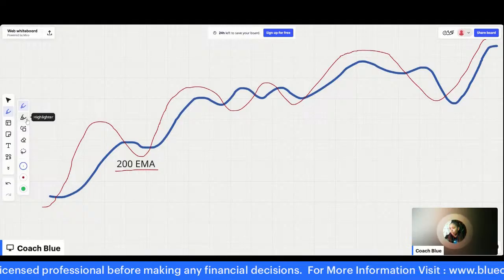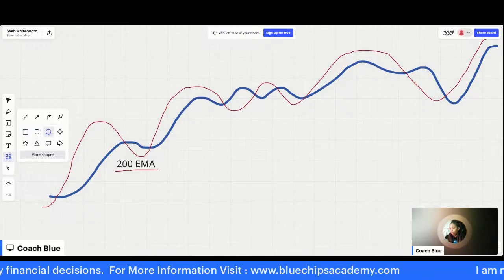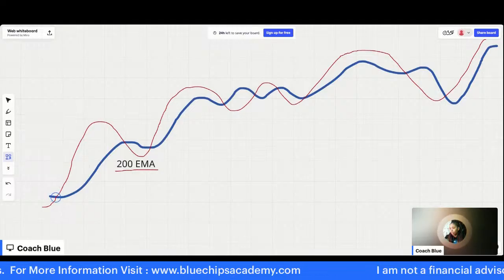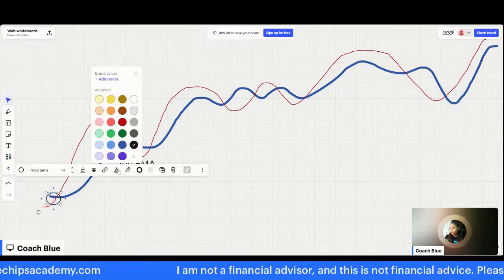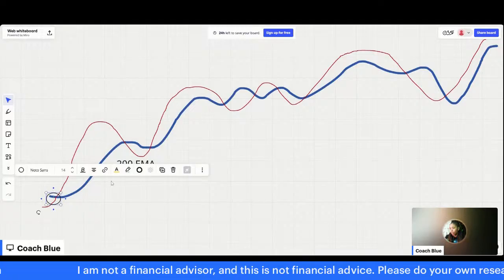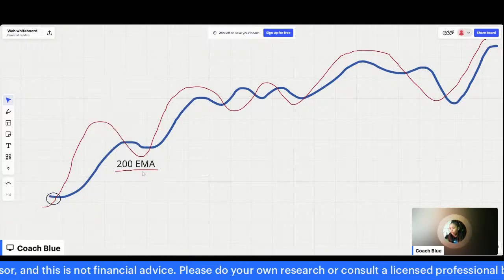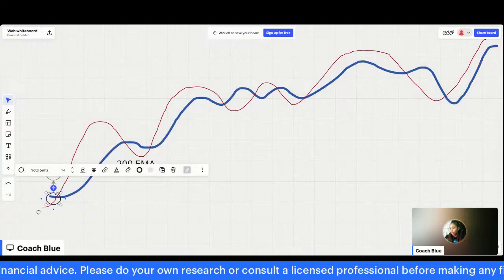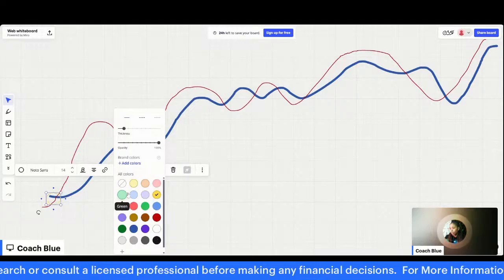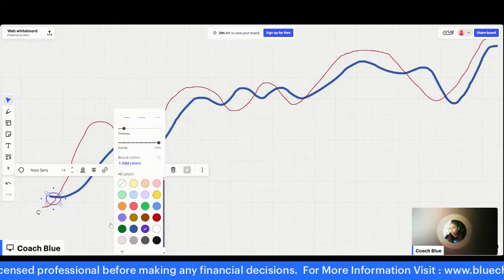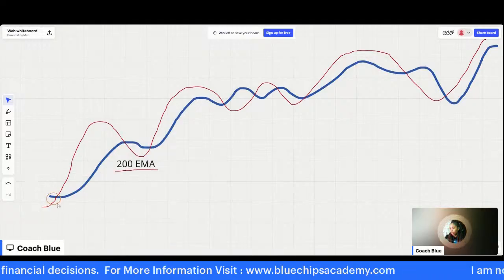Okay, so let's look at this. Let's put a circle around each point of entry that will be solid. Let's change the color on this. It's too light. Let's go purple. Orange. Okay, orange is good.